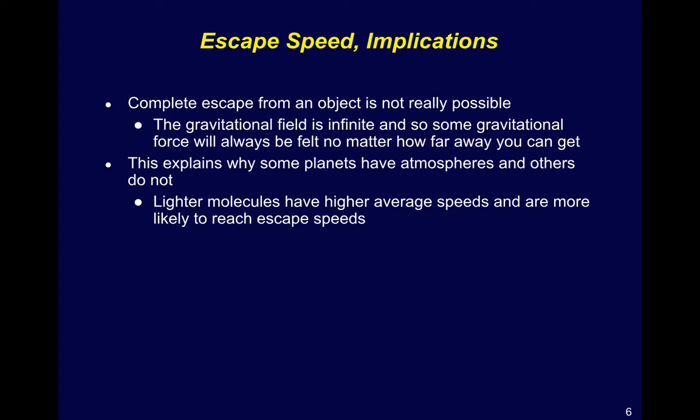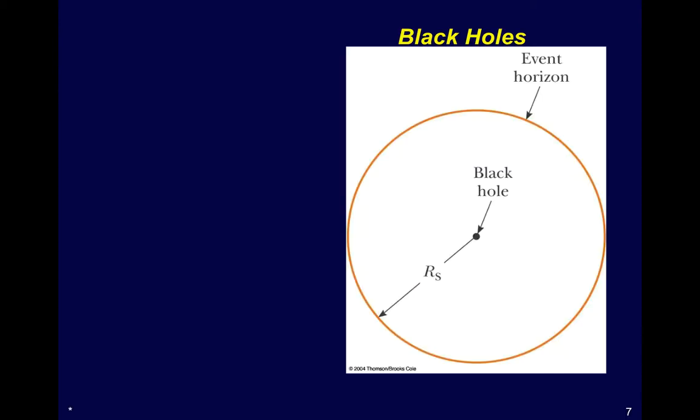There are some implications here. Remember that complete escape is not really possible. Gravitational attraction is infinite, so the gravitational force will always be there no matter what. And this explains why some planets have atmospheres and others do not because of this value. Lighter molecules have higher average speeds and are more likely to reach escape speeds, so therefore the atmosphere depletes. I should mention black holes as well.